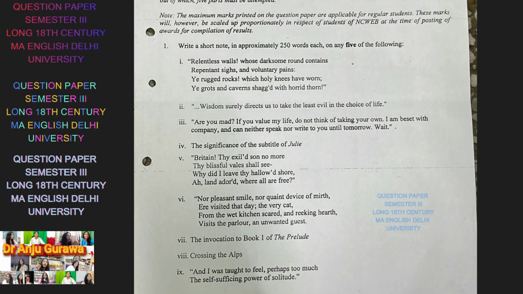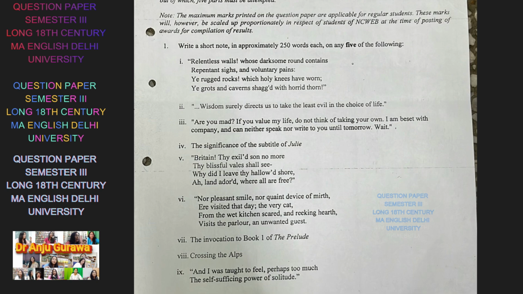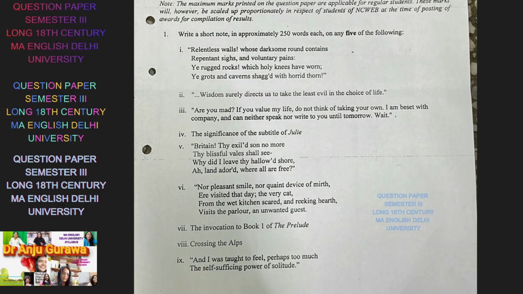So, relentless walls whose darksome round contains repentant sighs and voluntary pains, ye rugged rocks which holy knees have worn, ye grots and caverns shagged with hoary thorn. This is question number 1.